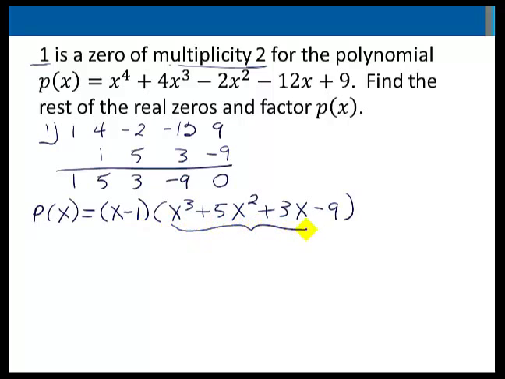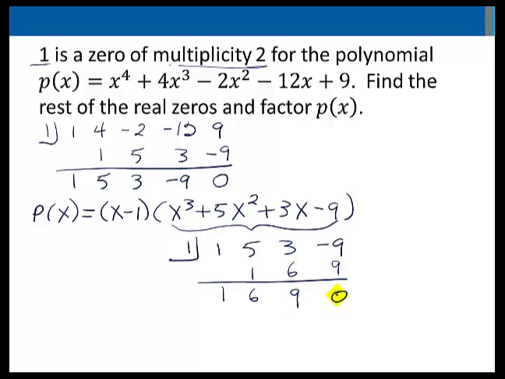And I'll just use this polynomial x cubed plus 5x squared plus 3x minus 9 to factor x minus 1 out of. So I'll have 1 and coefficients of 1, 5, 3, and negative 9. Bring down the 1. 1 times 1 is 1. 5 plus 1 is 6. 1 times 6 is 6. 3 plus 6 is 9, and 1 times 9 is 9, giving me again a remainder of 0.